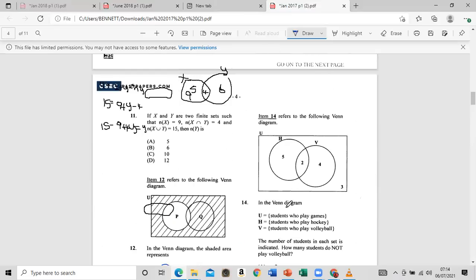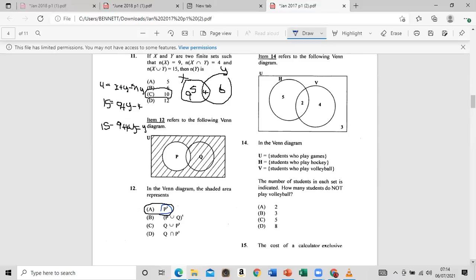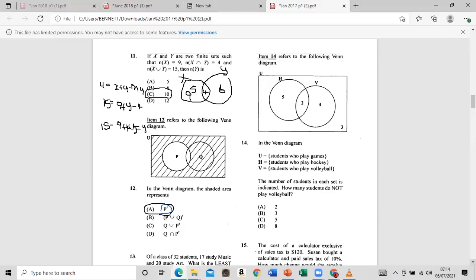Alright, so number 14 refers to the Venn diagram. Let's work with it now, guys. The number of students in each set is indicated. How many students do not play volleyball? I did this question already. Volleyball is this. So this doesn't play volleyball and this doesn't play volleyball. So 3 plus 5 is 8.